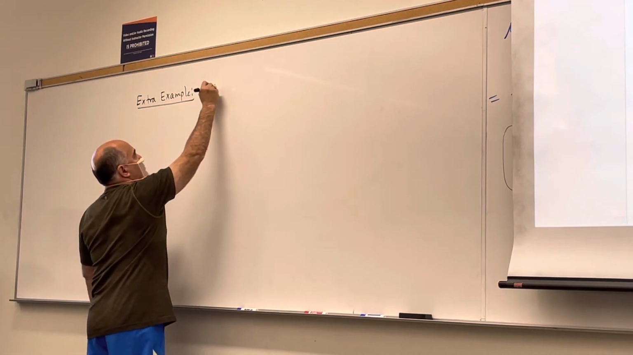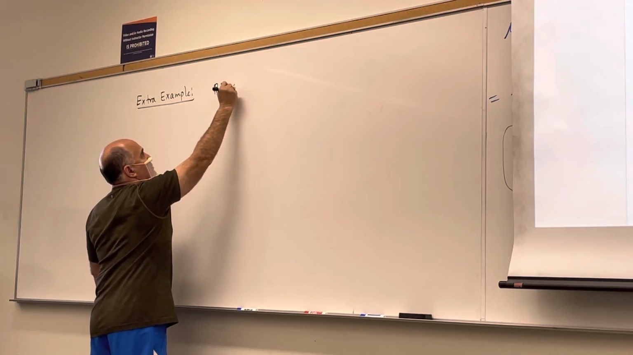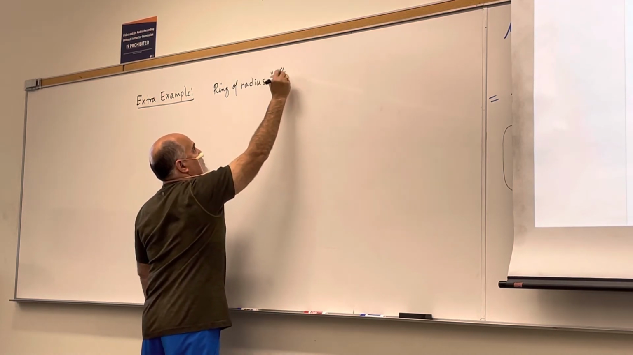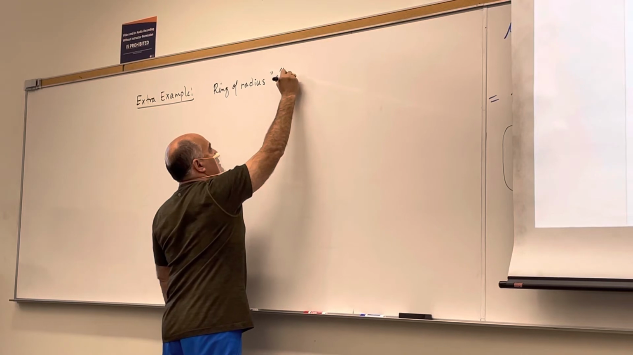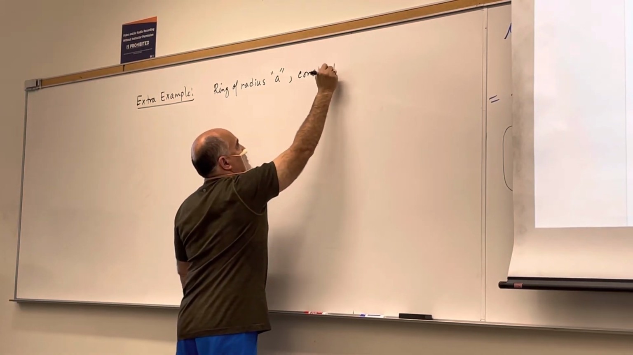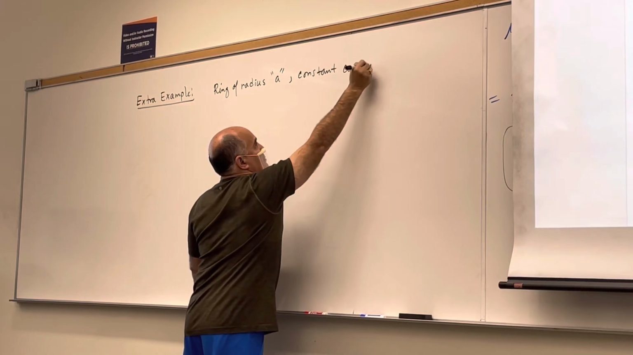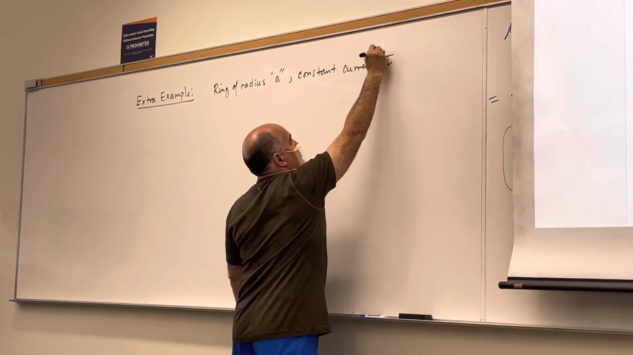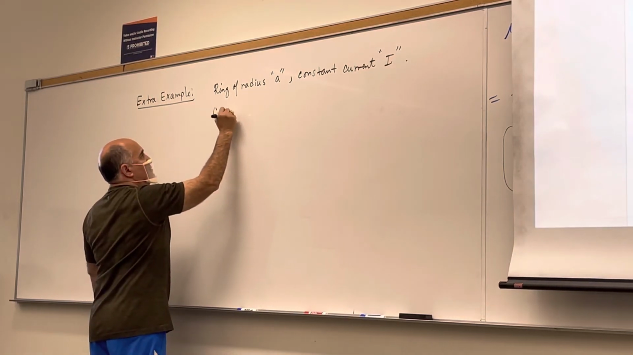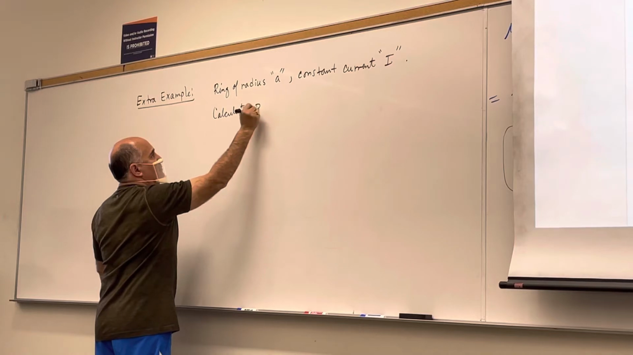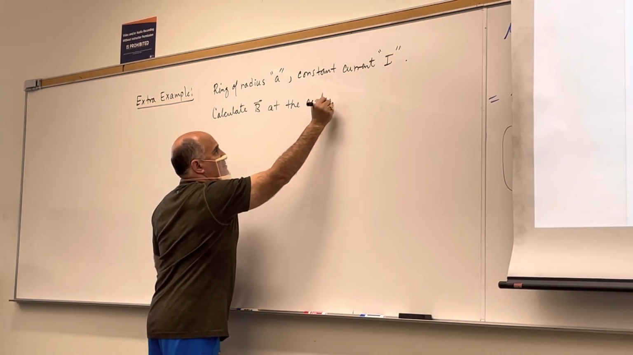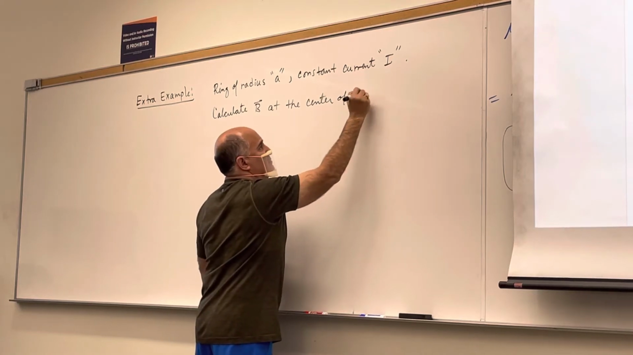So, it's a ring of radius A with constant current I. Calculate the magnetic field B at the center of the ring.